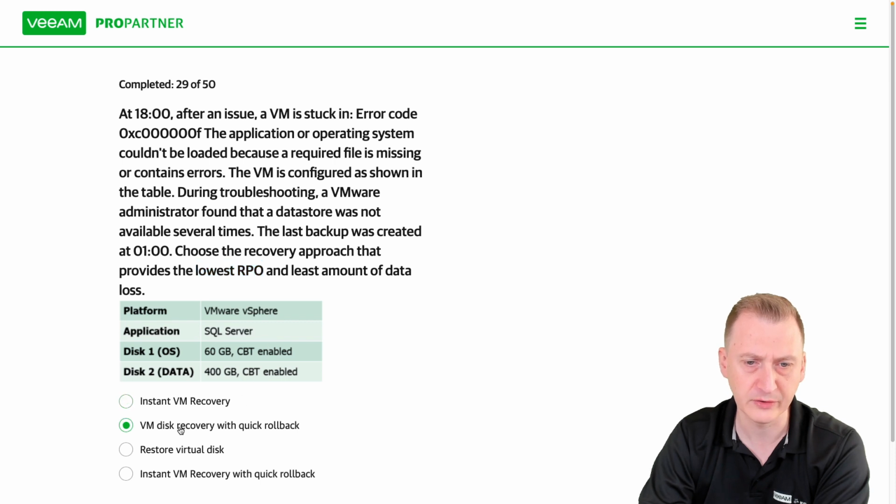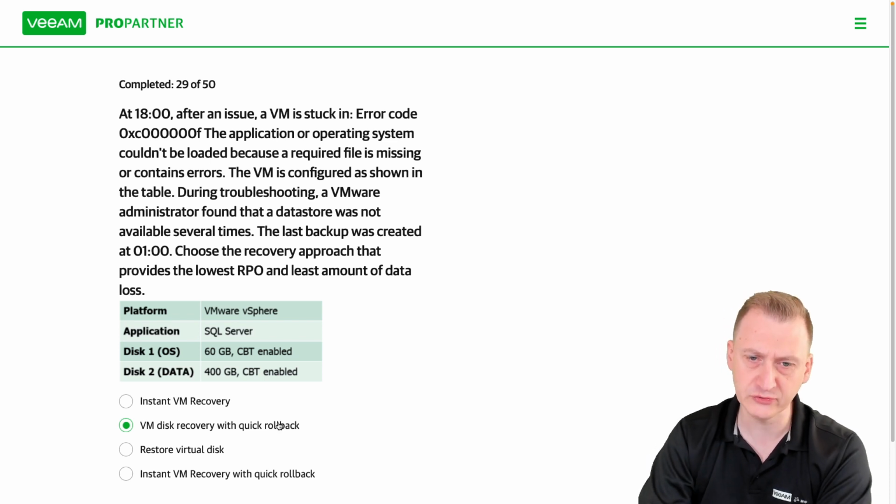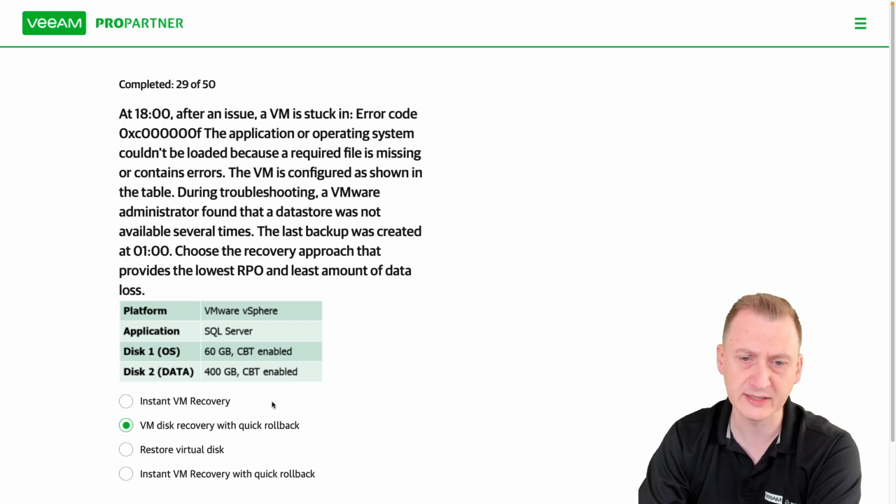Let's see, do we have some other option here? VM disk recovery with quick rollback. Okay, so that would bring just 1 disk back, which could be the OS disk, as opposed to the entire disk. And quick rollback would mean I only need to roll back any blocks of data that are changed. I see we have changed block tracking, right? So that could help us here.